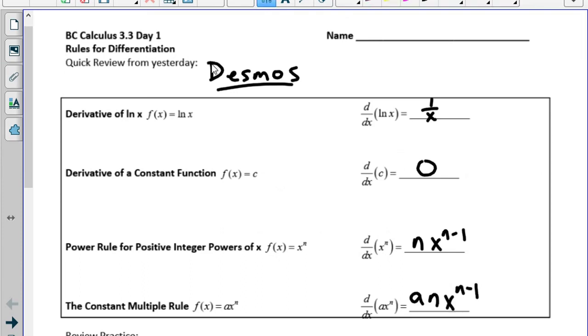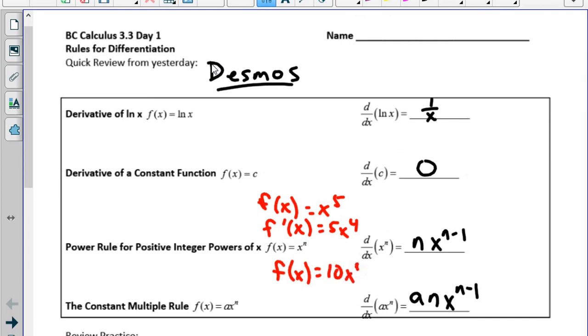So really quick, an example of this would be if you have a function f of x equals x to the 5th, the derivative equals 5x to the 4th. If my function was 10x to the 5th, my derivative is going to be 5 times 10, which is 50x to the 4th. So that a just kind of stays out in front.